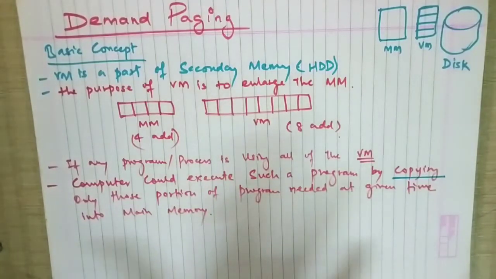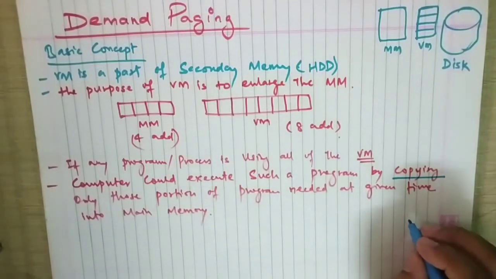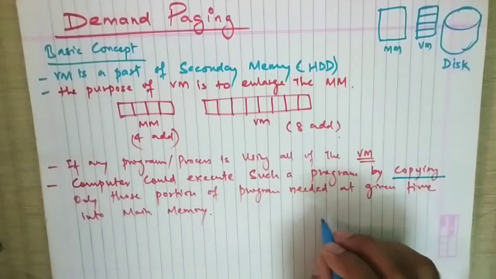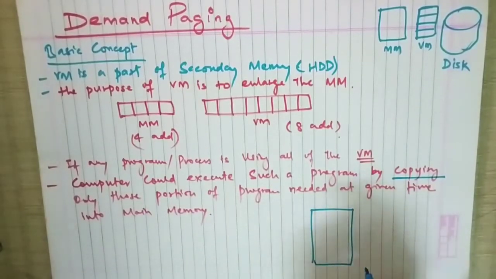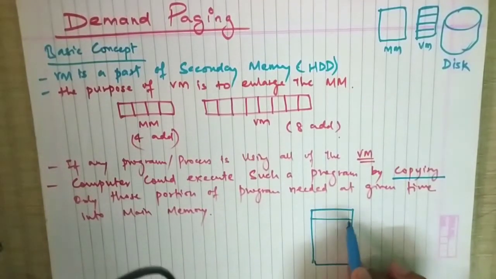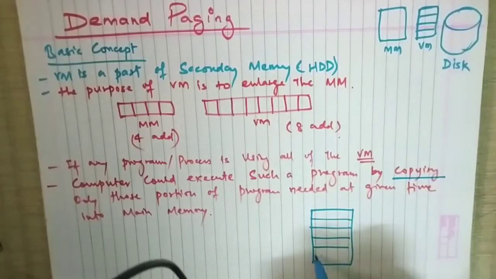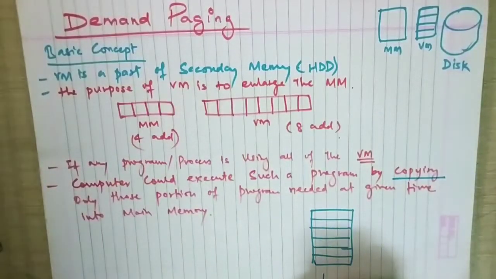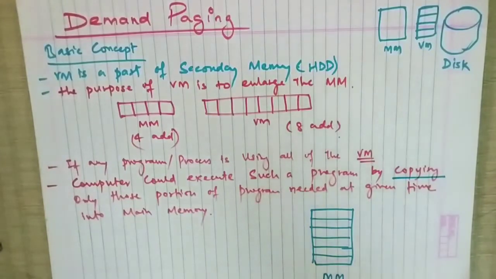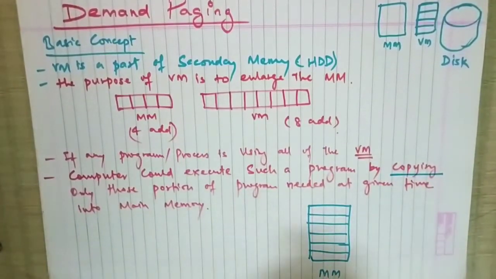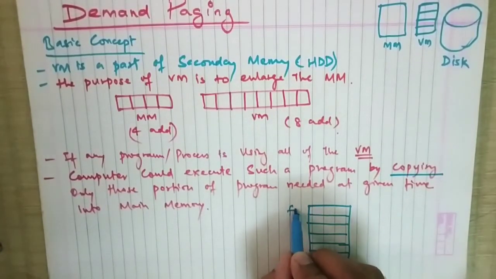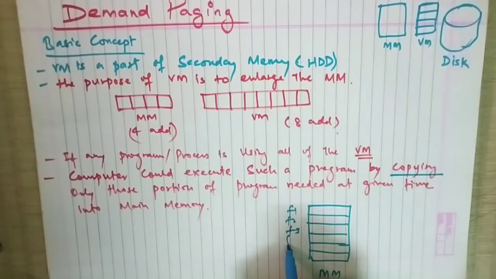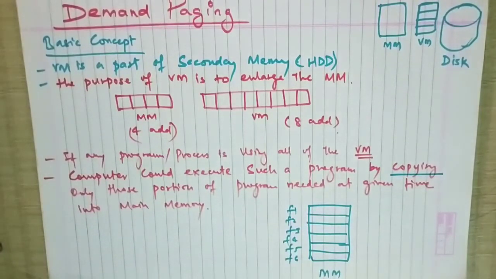Imagine this is our main memory, and it has been divided into a number of pages. Now try to understand it very clearly. These are frames: frame 1, frame 2, frame 3, frame 4, frame 5 and frame 6. So in total I have 6 frames in the main memory.